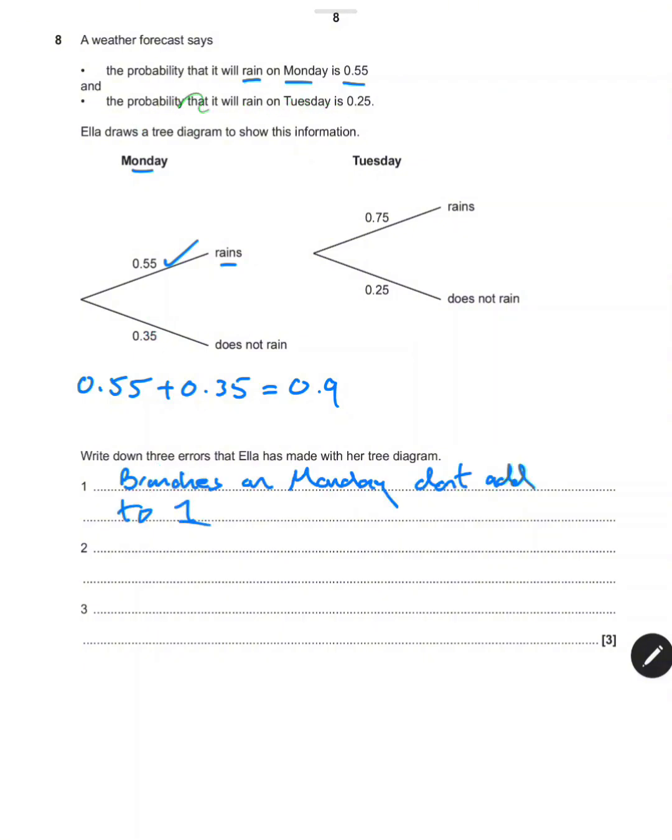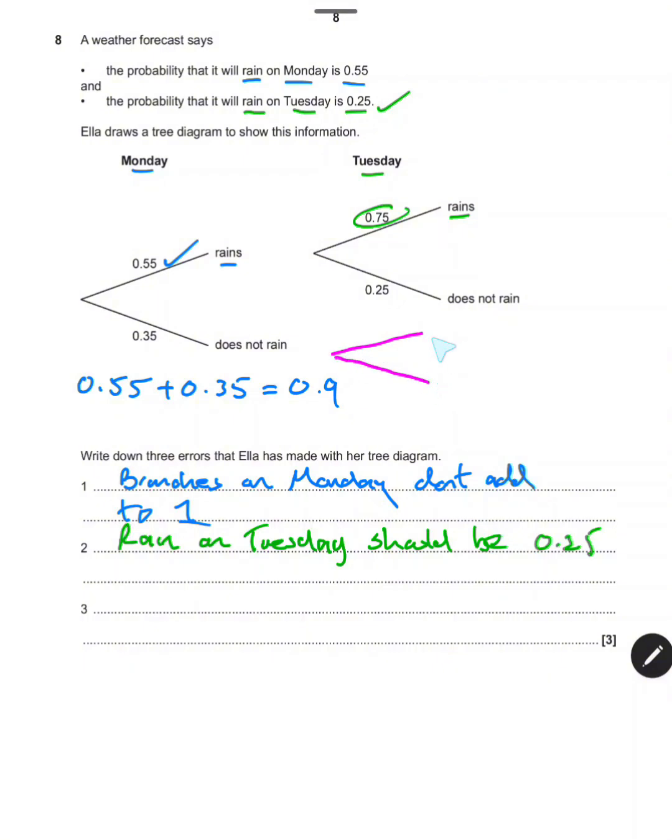Second statement, it says the probability it rains on Tuesday is 0.25. So we've got Tuesday rain and they've said 0.75. So they've got these branches mixed up. So I'll just write that down. And then the third thing that's wrong with this diagram is we've not got these branches down here. We should have rain and no rain down here, following on from no rain on Monday. So I'll just put that down. And there's your 3 errors.